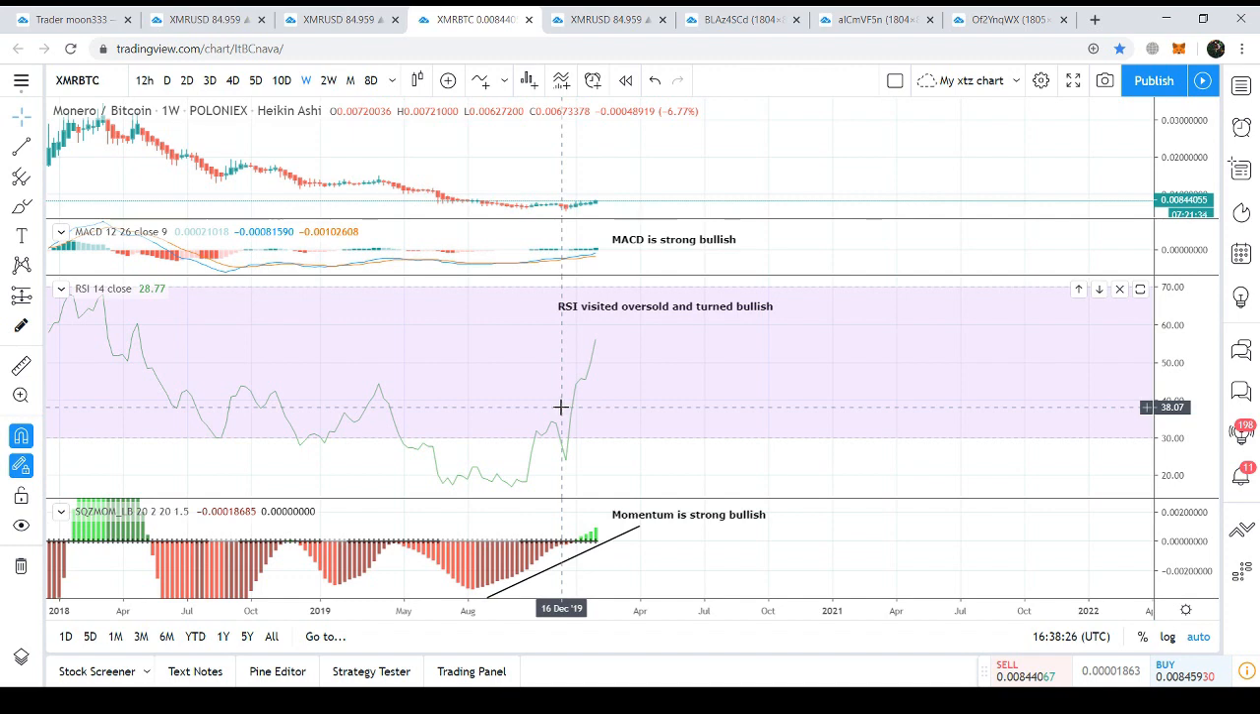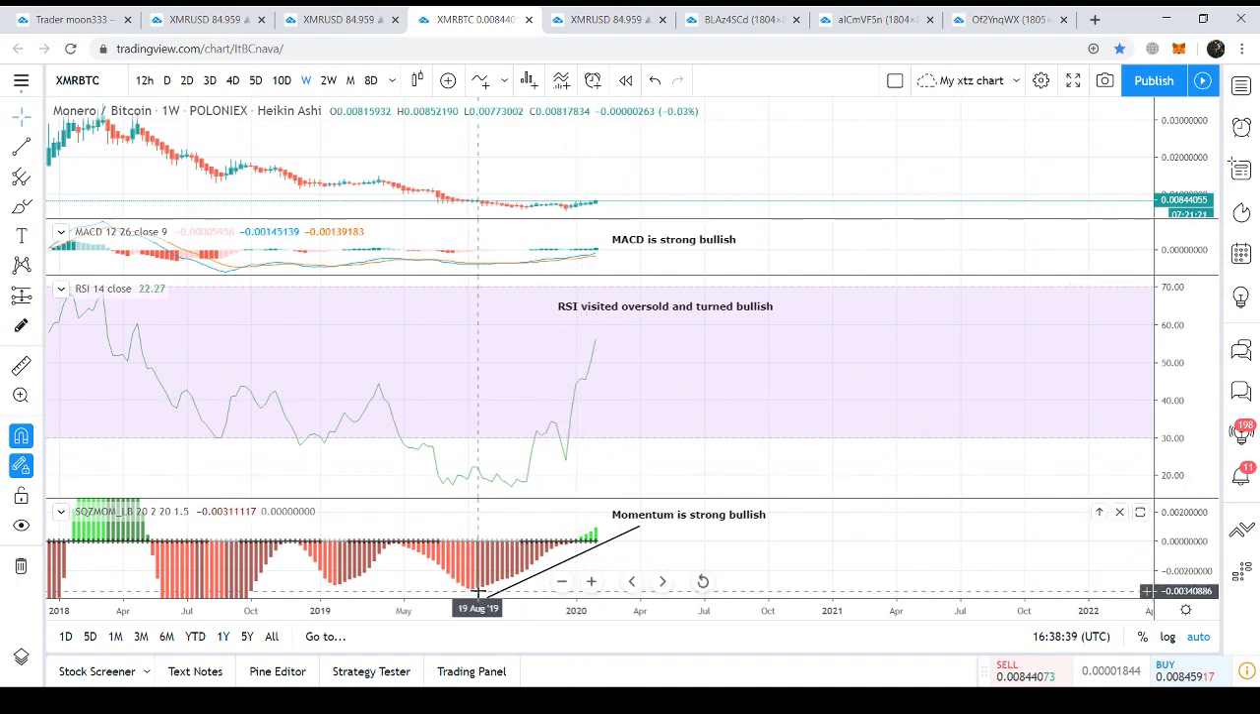So here we can see after the price correction, the price action took a very powerful bullish divergence, and now the RSI is very strong bullish. And here we can see the momentum in the meanwhile. Since August 2019, the momentum was showing us that it is being shifted in favor of bulls. It was strong bearish in dark red.